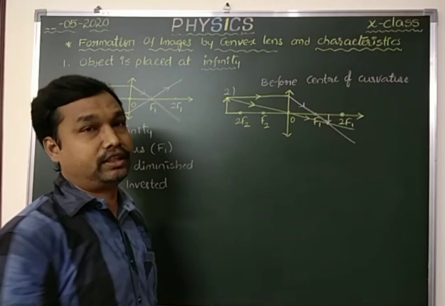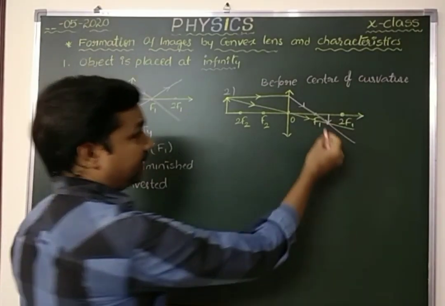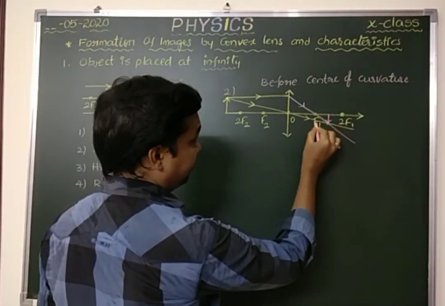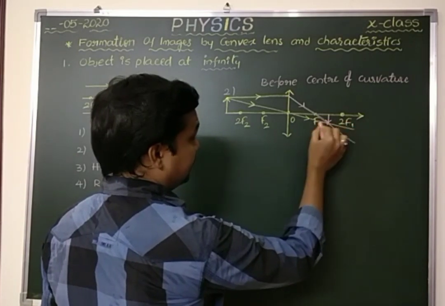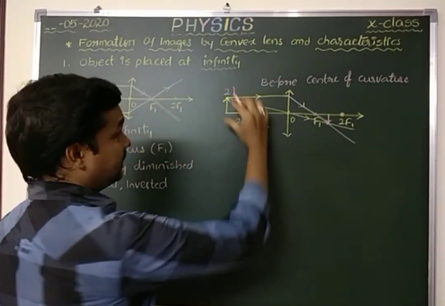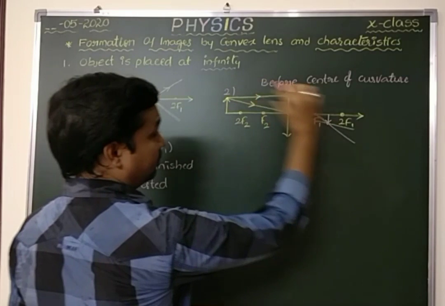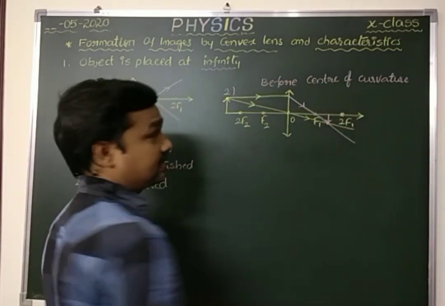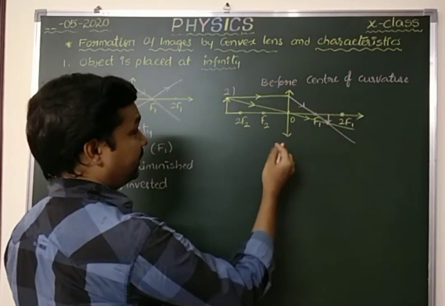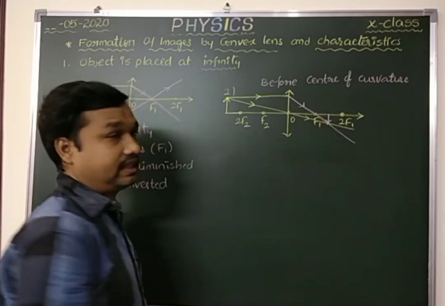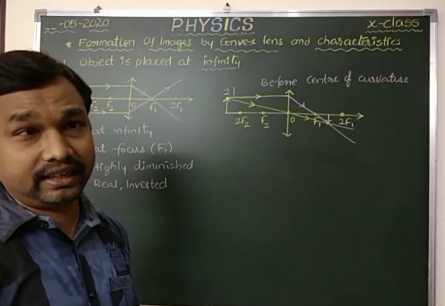Object is placed before center of curvature. Where are we getting the image? The image we are getting is in between focus and center of curvature. What is the size? Size of the object is more, size of the image is less. And what is the nature, which is giving you on the screen? So we can take that as a real image.